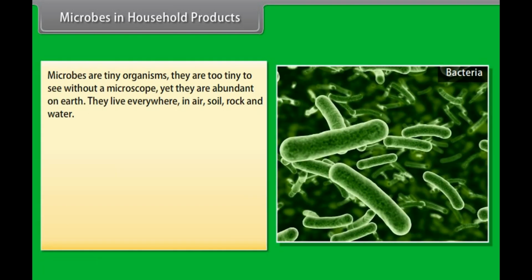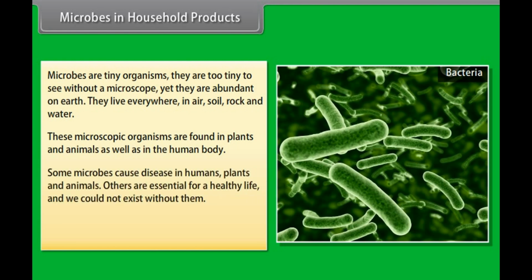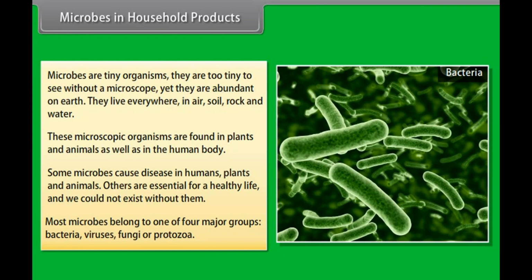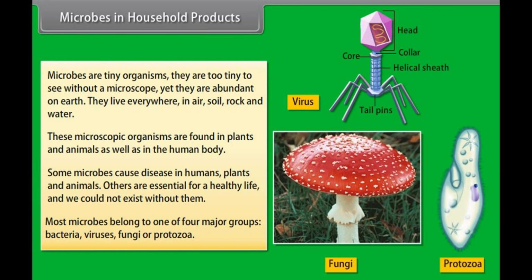Microbes are tiny organisms. They are too tiny to see without a microscope, yet they are abundant on Earth. They live everywhere: in air, soil, rock, and water. These microscopic organisms are found in plants and animals as well as in the human body. Some microbes cause diseases in humans, plants, and animals. Others are essential for a healthy life, and we could not exist without them. Most microbes belong to one of four major groups: bacteria, viruses, fungi, or protozoa.